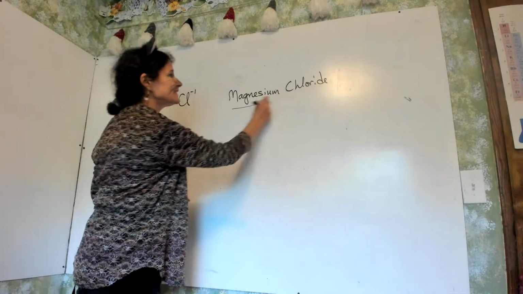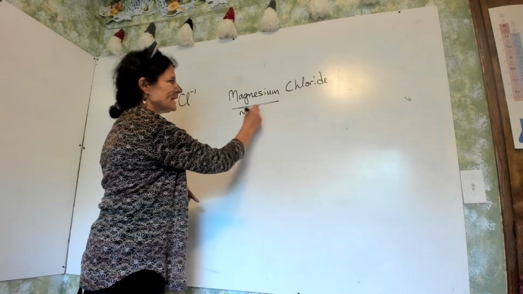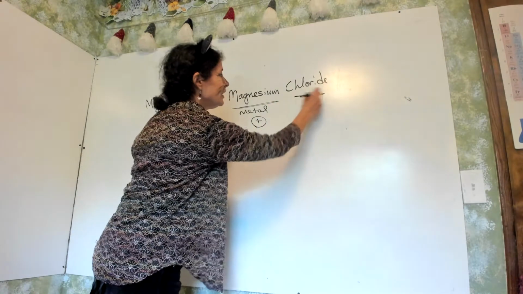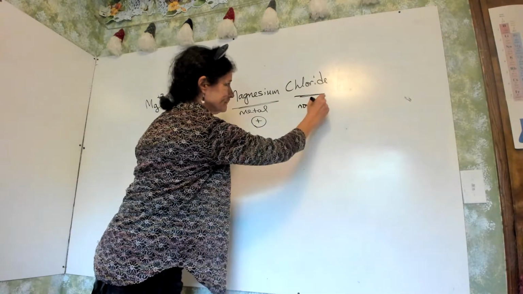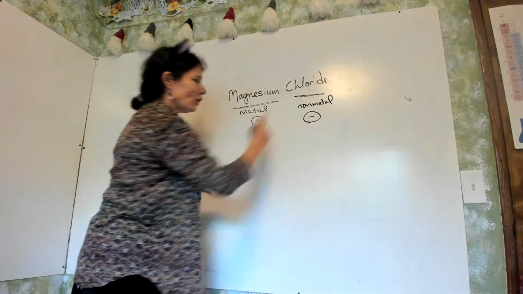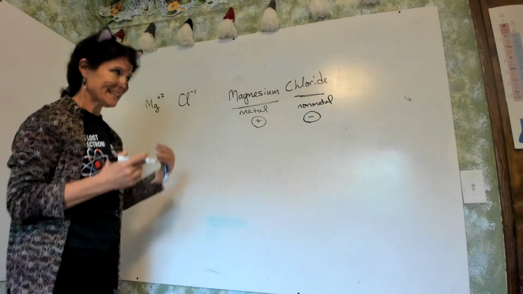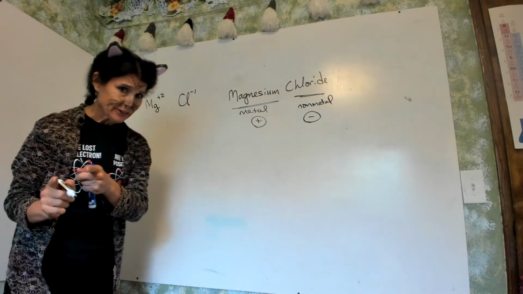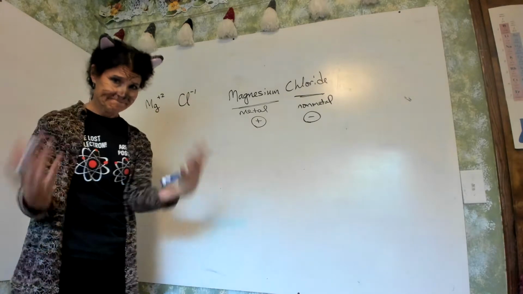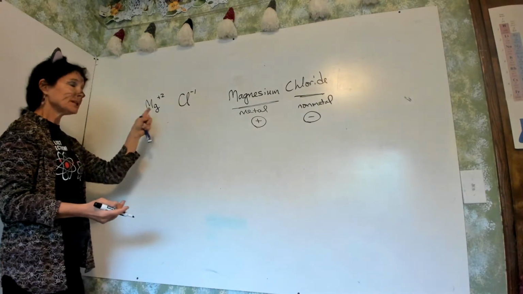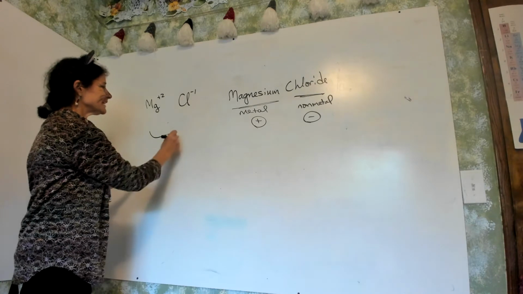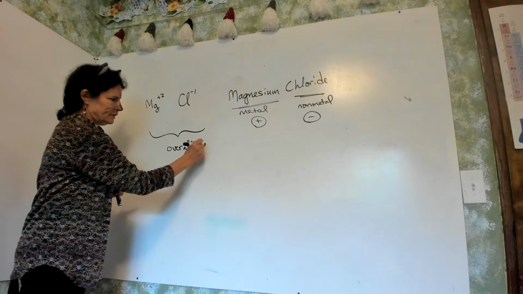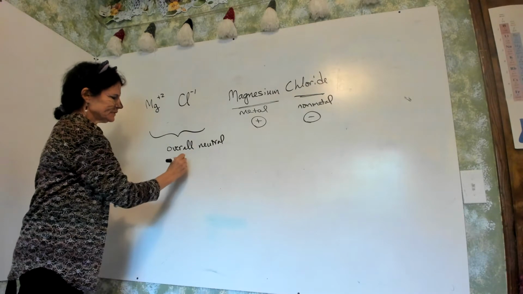The cations are always written first. The metal is positive, so we always show the metals first, and then the non-metal is shown second, and it is always the negative. So we always write cation to anion. So we first write our ions: +2 and -1. When they combine, the compound must be overall neutral, meaning the plus must equal the negative.